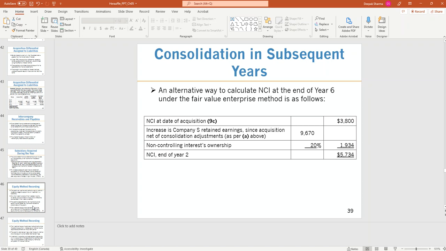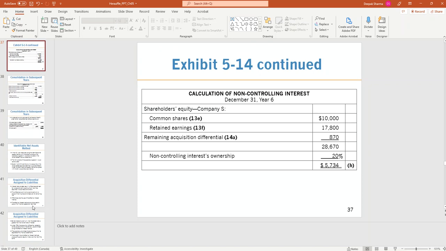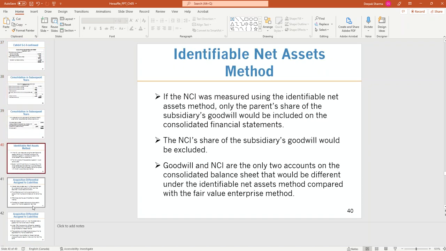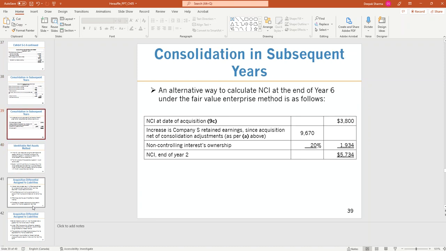So what I'm going to do is I'll post this video that will cover at least the consolidation part. And then there are other things that we need to cover, which is the acquisition differential using net identified assets, and then some of the other topics that still need to be looked at. So I have 10 more slides to cover, so maybe I will post a part 3 video of chapter 5 that will cover those topics.